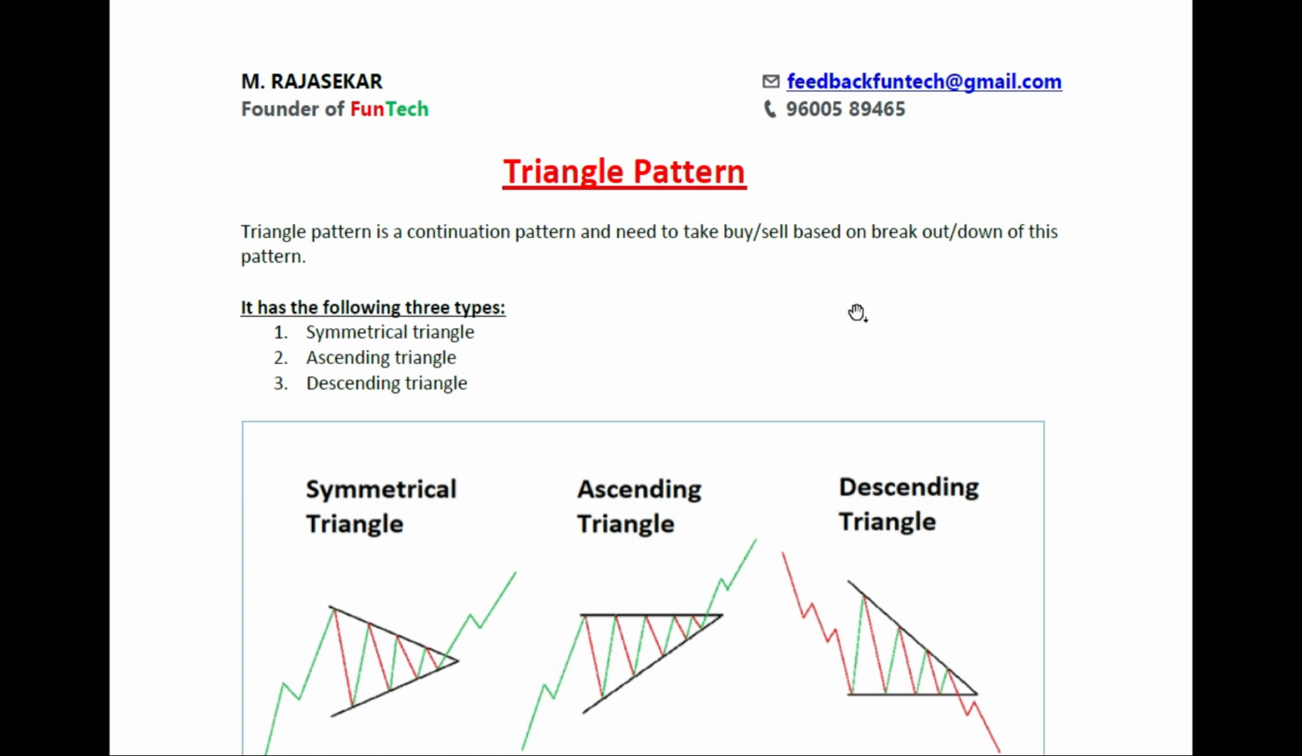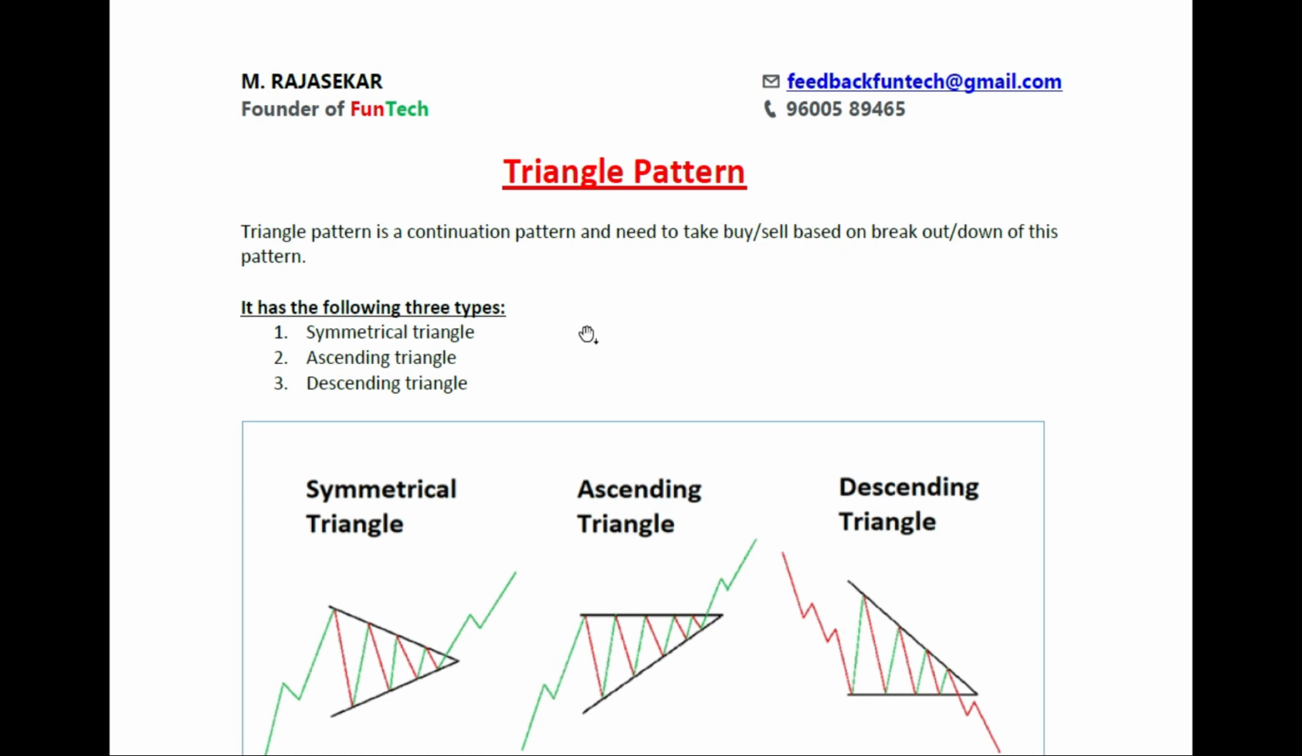Hello everyone. Today we are going to see the triangle pattern. This triangle pattern is most famous and can be used in day trading and positional trading. Triangle pattern is a continuation pattern and we need to take buy or sell based on the breakout and breakdown of this pattern.